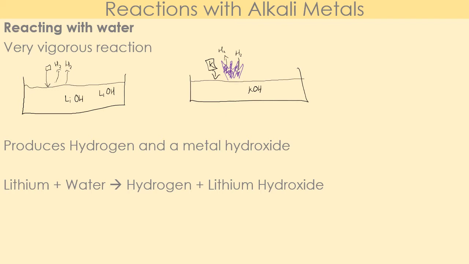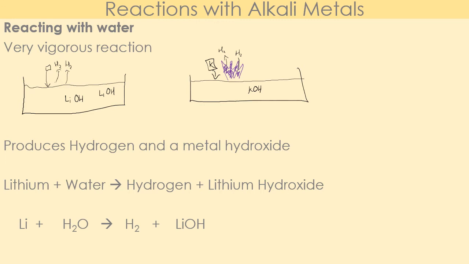Now, we have some word equations to learn. We have a generic word equation. We get our metal plus water makes our hydrogen plus metal hydroxide, or alkali metal hydroxide. All we have to do is change our words here. So we have lithium plus water will make hydrogen plus lithium hydroxide. Sodium plus water will make hydrogen plus sodium hydroxide. Potassium plus water will make hydrogen plus potassium hydroxide. Exactly the same.